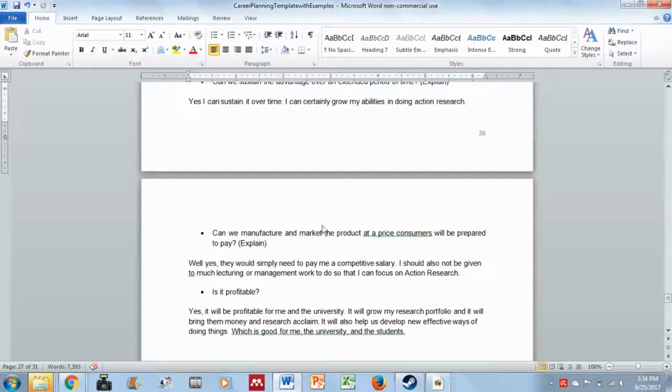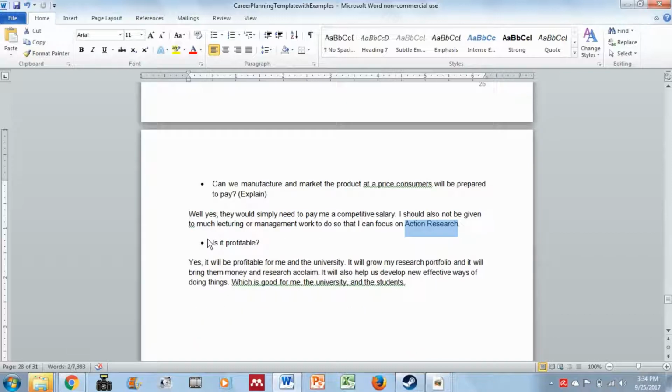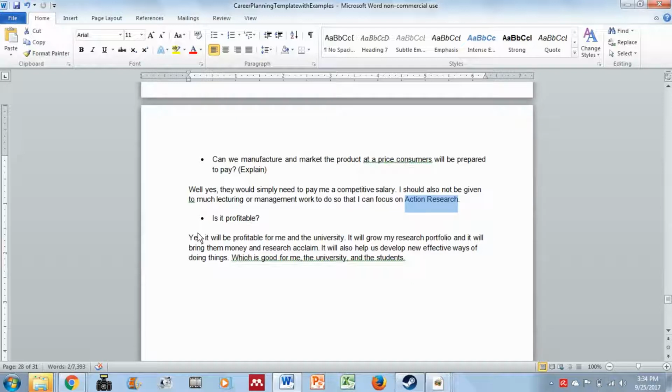Can you manufacture and market the product at a price consumers are willing to pay? Well, yes, they would simply need to pay me a competitive salary. I should also not be given too much lecturing or management work in order that I can focus on action research. Is it profitable? Yes, it will be profitable for me and the university. It will grow my research portfolio and it will bring them money and research acclaim. It will also help us develop new effective ways of doing things, which is good for me, the university, and the students. So then I have to explain why it is profitable.